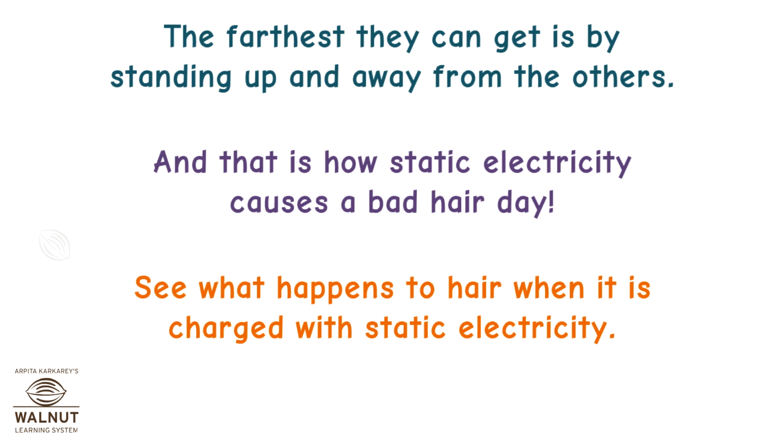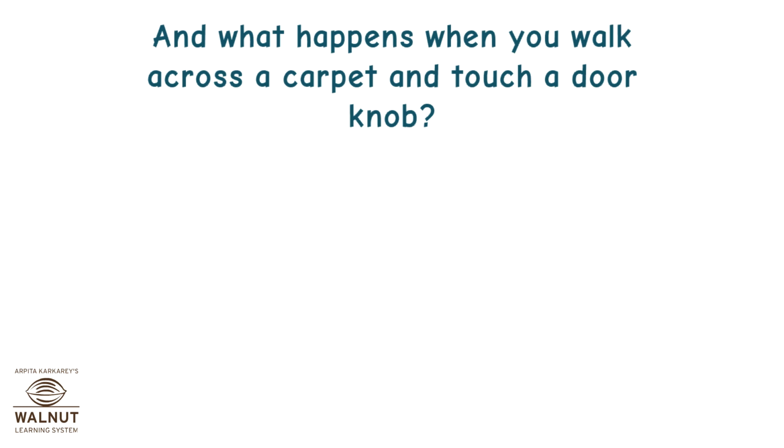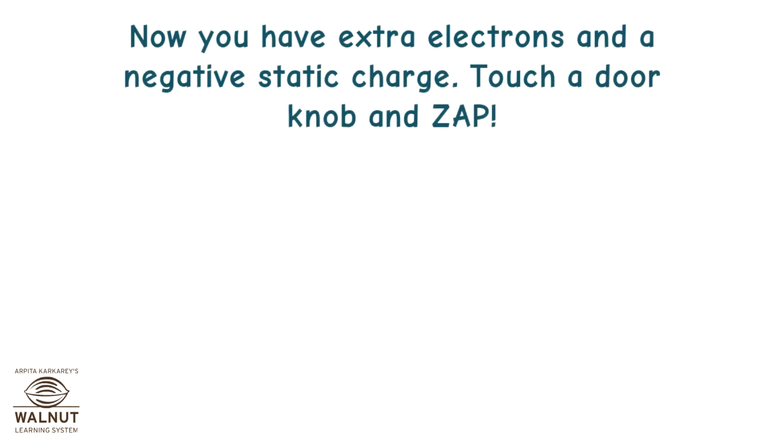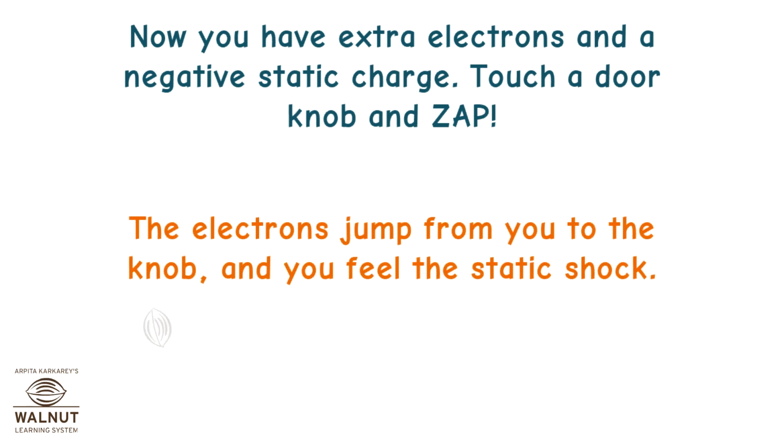See what happens to hair when it is charged with static electricity. And what happens when you walk across a carpet and touch a doorknob? As you walk across a carpet, electrons move from the rug to you. Now you have extra electrons and a negative static charge. Touch a doorknob and zap! The electrons jump from you to the knob and you feel the static shock.